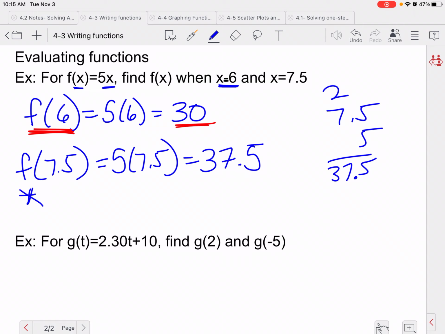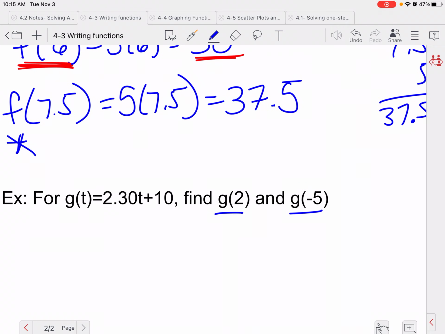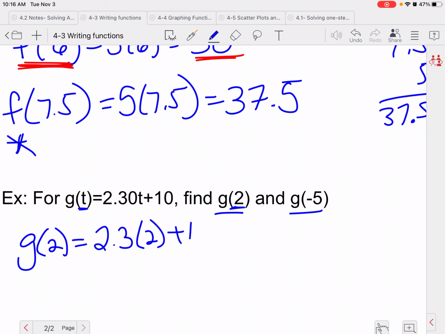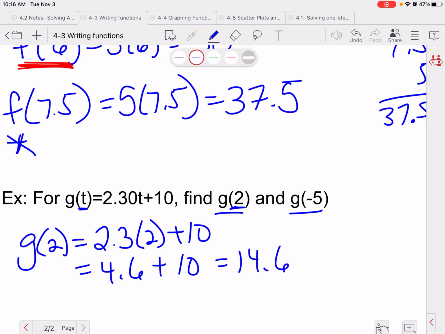Now sometimes they'll give it to you straight up, where they just give you these two functions, and what you're plugging in, instead of writing x equals 6 and x equals 7.5. Notice that the variable we're using is t, and instead of writing t, they wrote 2 here. So in my problem, wherever I see a t, I'm going to write 2. So I have 2.3 times 2 plus 10. Well, 2.3 times 2 would be 4.6 plus 10, and I get 14.6. So again, it shows us what we're plugging in and what we get out. That's why we use that notation.